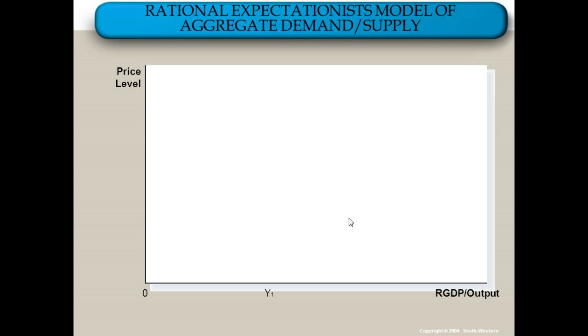All right, a theory that is exactly the opposite of Keynes is a school of thought called the rational expectationist model. Now, that's kind of a strange sounding name, but you'll see why in a minute they use that name. First, we should note what their main theory is. Their main theory is that the short run aggregate supply curve is completely inelastic or completely vertical. Now notice it's the short run aggregate supply curve, not the long run curve.